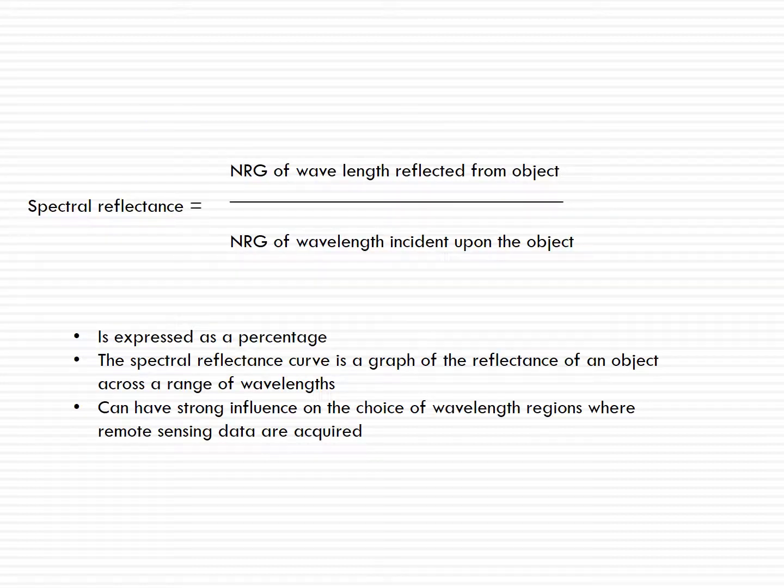Next, I want to talk a little bit about spectral reflectance. So what is spectral reflectance? It's the energy of the wavelength reflected from an object divided by the energy of the wavelength of incidence upon the object. So basically, I zap something with X amount of energy, Y amount of energy comes off of it. I divide the energy coming off by the energy that went on, and I get a percentage, and that is the percent of the energy that was basically reflected. It's not a super complicated concept.